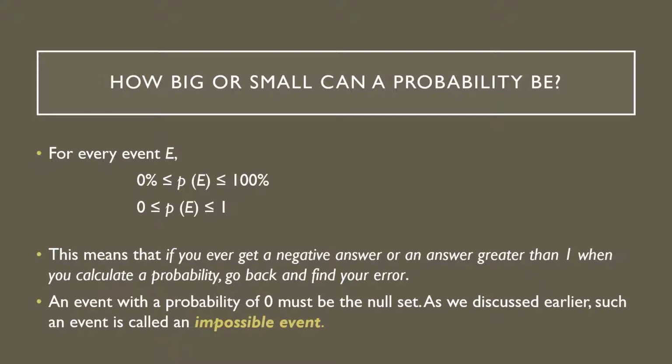We learned this in the last section, but an event with a probability of 0 must be the null set. Remember, the symbol for the null set looks like this. It's a O with a diagonal line through it. And as we discussed earlier, this type of event is called an impossible event. This is one question that I always like to ask on the quiz. I think it's a pretty easy question. So usually I'll ask, what is it called when you have an event with a probability of 0? And then you'll tell me it's an impossible event.